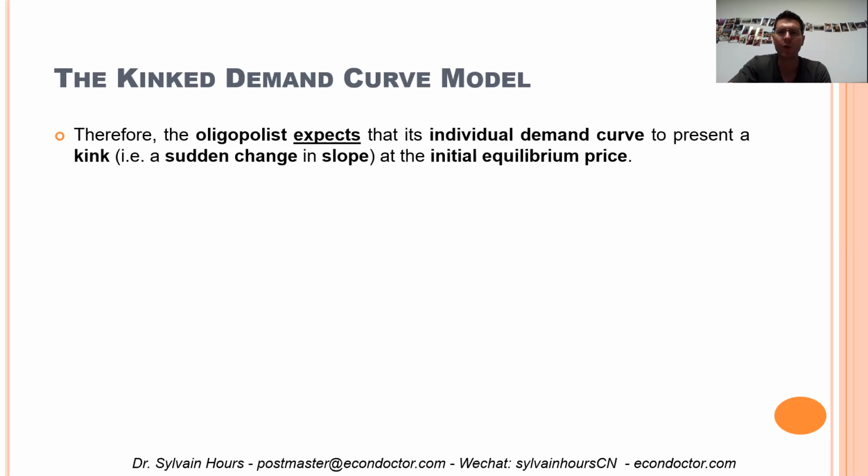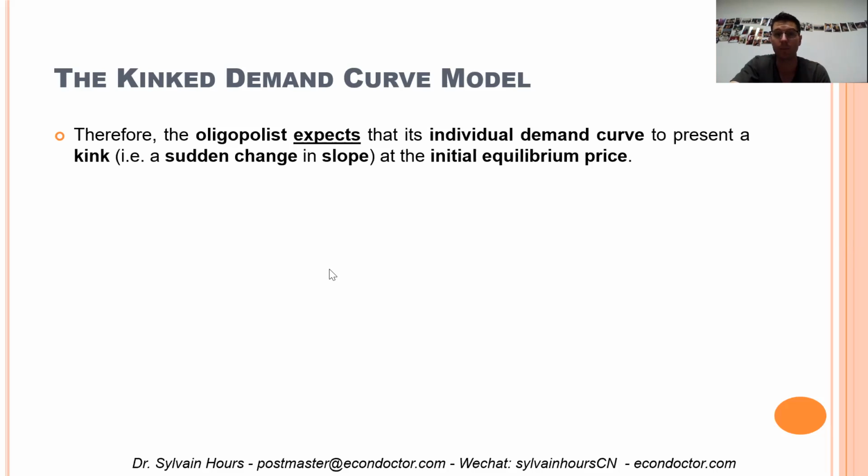Okay? So the consequence is that I expect my demand to be elastic above the initial price, so relatively flat. I expect the demand I face to be relatively price inelastic below the equilibrium price, so relatively steep. So we see that there will be a sudden change in slope, relatively flat above P1 and suddenly steep below P1. And this change in slope is what we call a kink, a sudden change in slope. And that's why we call that the kinked demand.